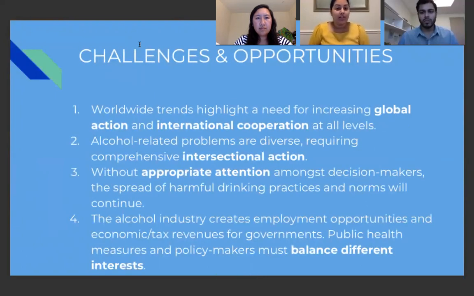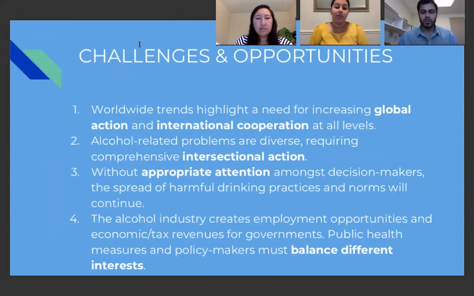This global strategy was met with challenges and opportunities. The worldwide trends highlight a need for increasing global action and international cooperation at all levels. Alcohol-related problems are diverse, requiring comprehensive intersectional action. Without appropriate attention amongst decision makers, the spread of harmful drinking practices and norms will continue.